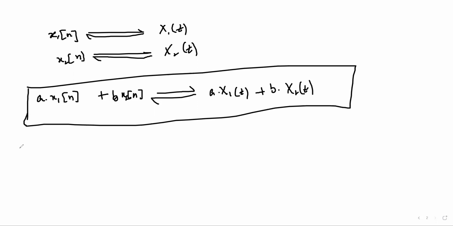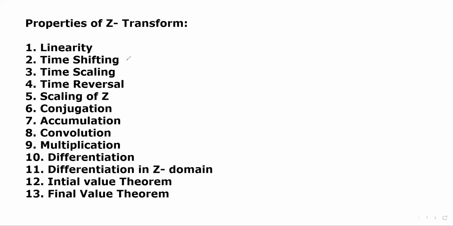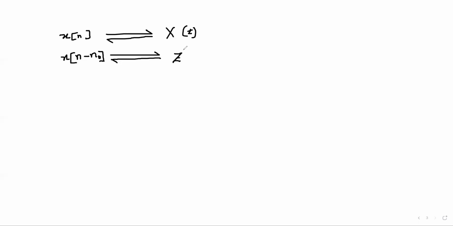Next one is the time shifting property. In the time shifting property, if I have my sequence as x of n and I apply Z transformation, I get x of z. And if I have a positive delay by n naught, my sequence after applying Z transformation can be written as z power minus n naught into x of z.